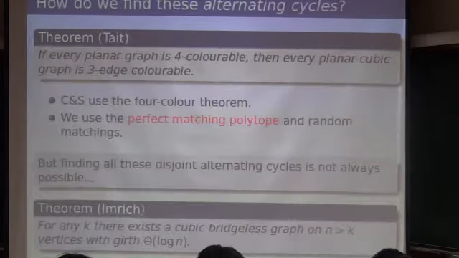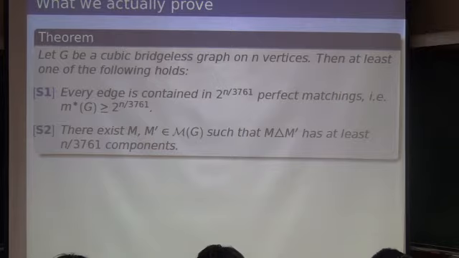So we prove that one of 2 things happens. In one case, we can choose this M and M prime so that the symmetric difference does have a lot of cycles in it. And if the number of cycles is linear in the number of vertices, then we're okay. But if that's not the case, then we're actually guaranteed that every edge is contained in exponentially many perfect matchings. So this is the notation we're going to use for this. M asterisk is the minimum over all edges of the number of perfect matchings containing that edge.